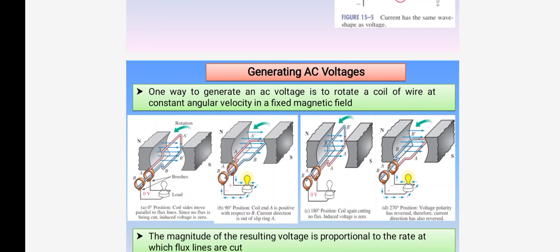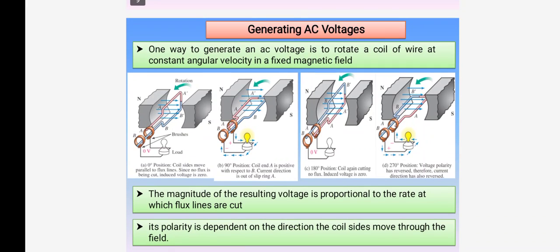Then, how do we generate the AC voltage? If an electrical conductor is placed in a magnetic field, it starts to rotate and cuts the magnetic flux. There is a flux linkage between the north pole and the south pole.